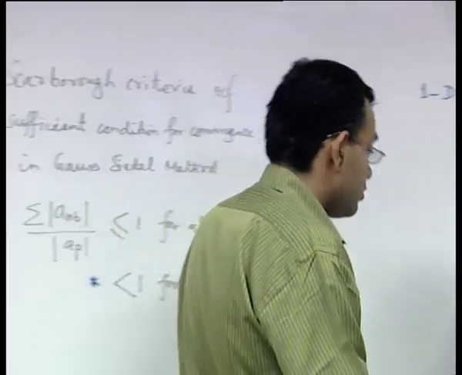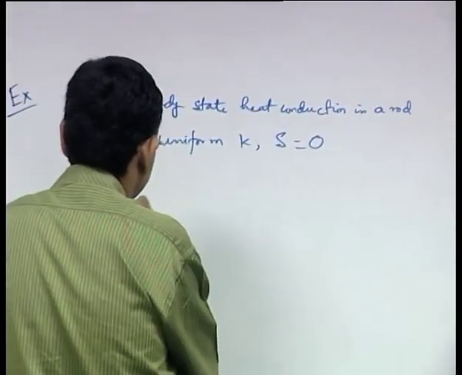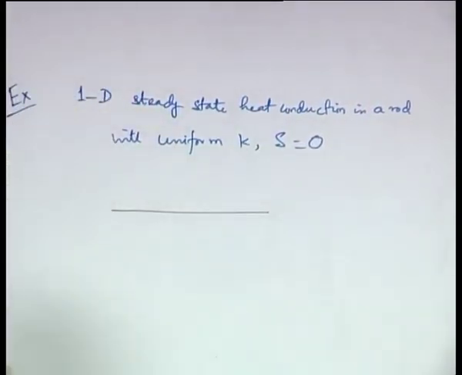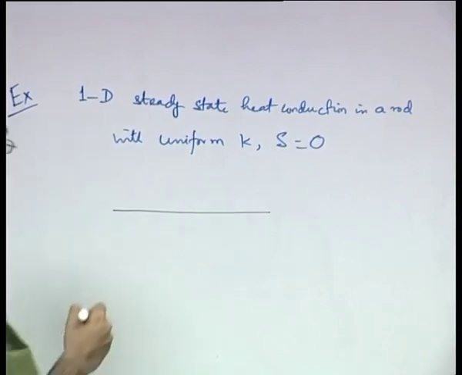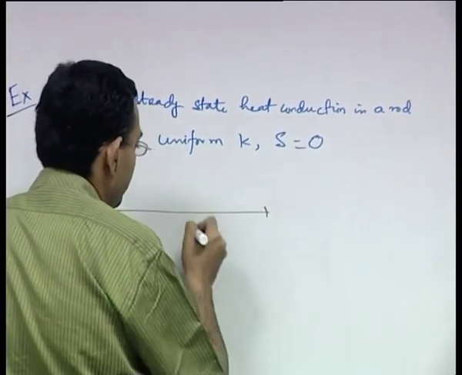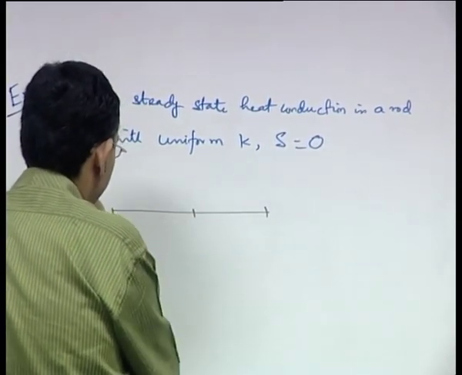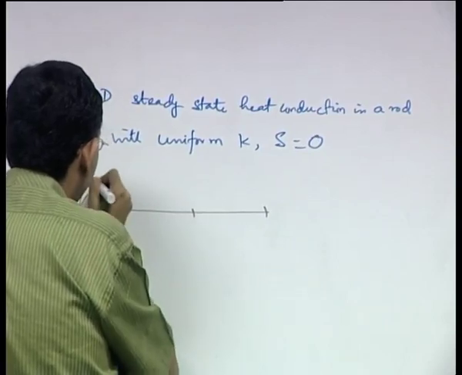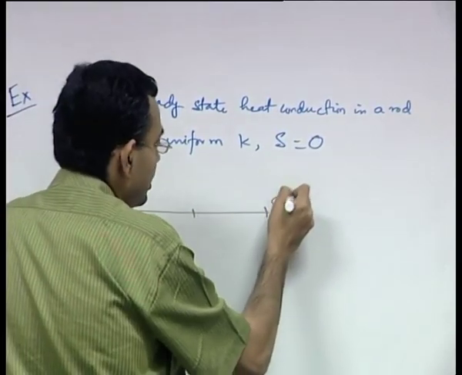Now, let us say that we have a rod of some length L, where we are specifying the heat flux boundary condition at both the sides.